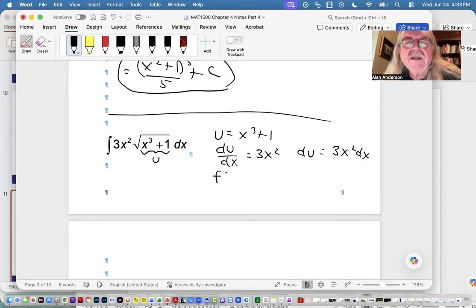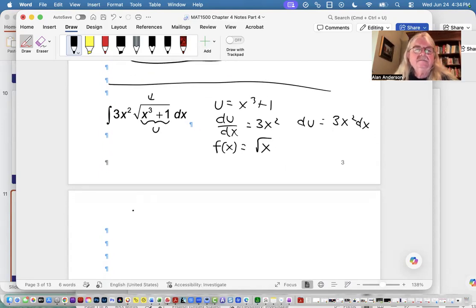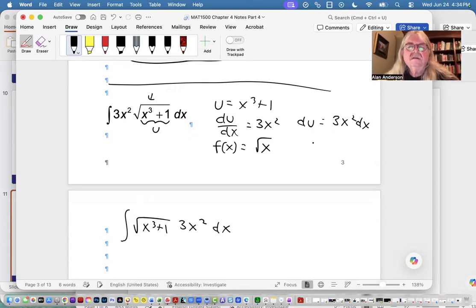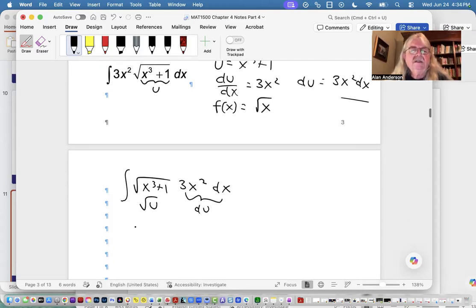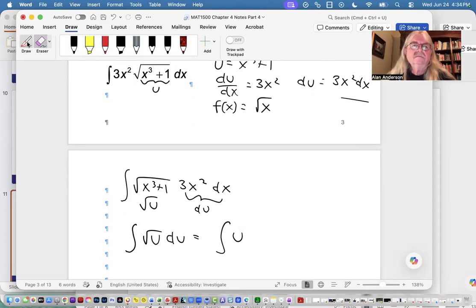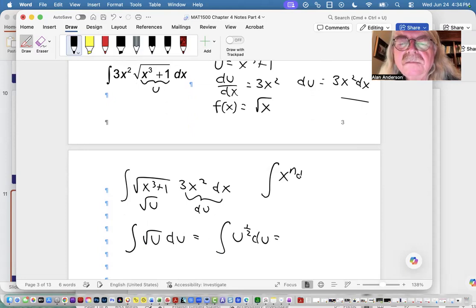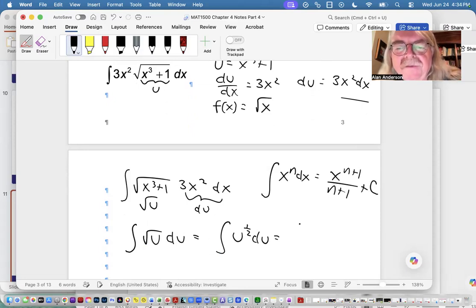Okay, and then that would imply that f of x must be the square root of x. So therefore, if you want, we can rewrite it a little. We have the integral of radical u du, or u to the 1/2, and based on the power rule, we're going to have u to the 3/2 over 3/2 plus c.